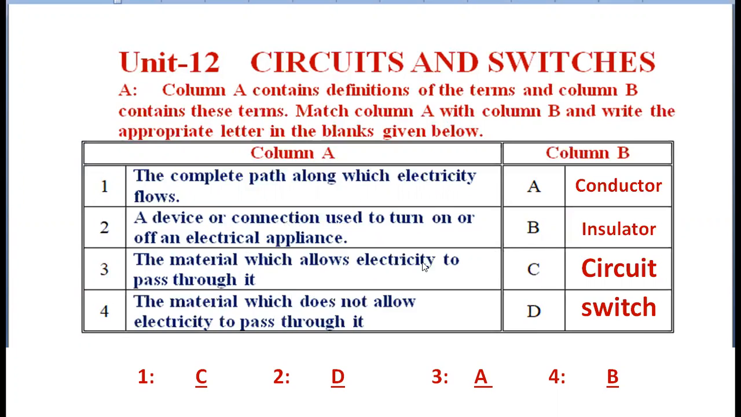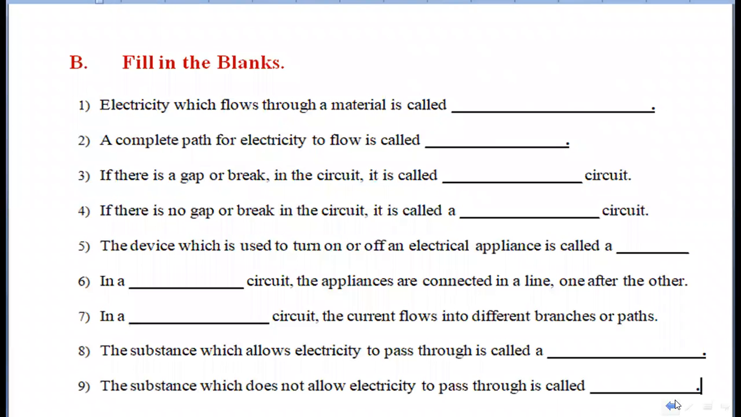The material which allows electricity to pass through is called a conductor. The material which does not allow electricity to pass through is called an insulator. This is your exercise number A. Exercise number B: electricity which flows through a material is called electric current.